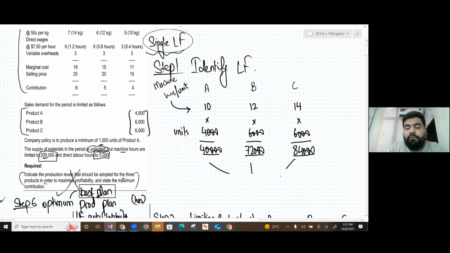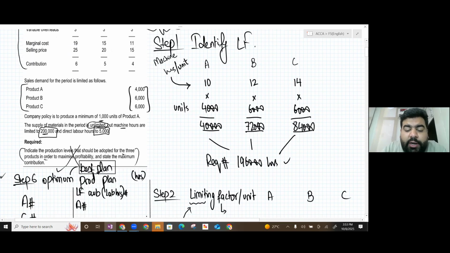Now we'll add all of them to calculate machine hours required. So 84,000 plus 72,000 plus 40,000, it will be 196,000. Here we come to know that total machine hours required were 196,000. But how many hours are available? This is given in the question that 200,000 hours are available.